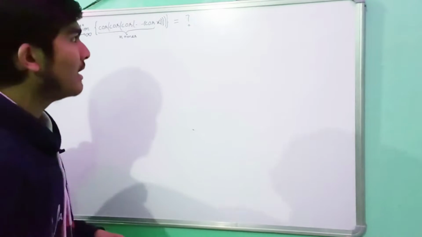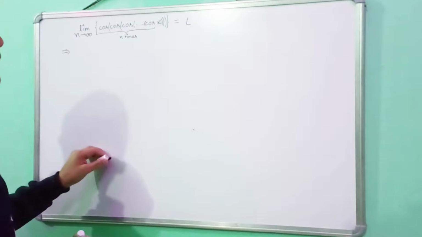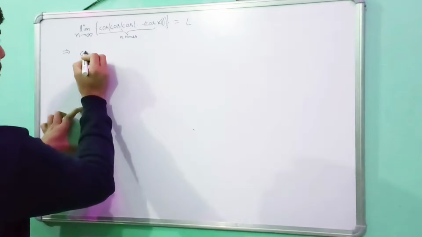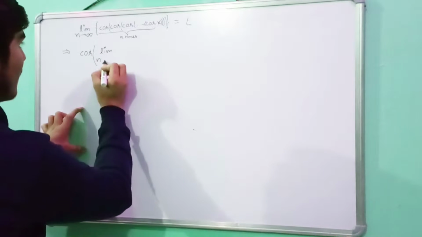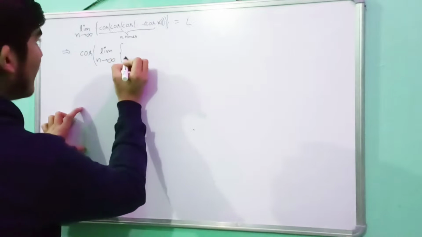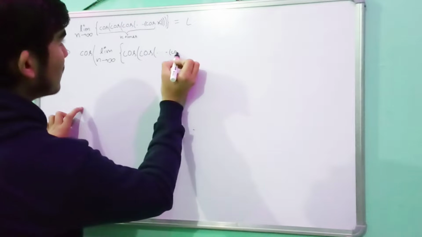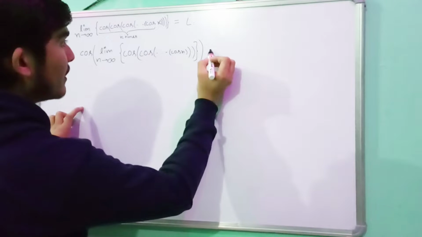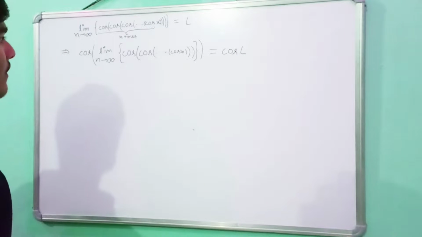Let us assume this limit as L. Now what if we take cos on both sides? Cos of the limit as n goes to infinity of cos of cos and so on of cos x equals cos L. Now what is this here?